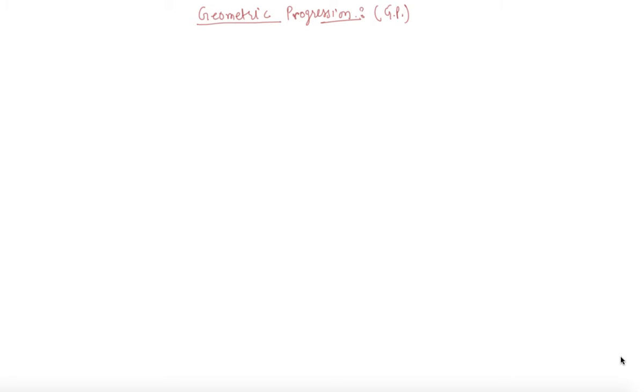So in today's lecture, we will discuss geometric progression, or you can call it GP. So what is geometric progression, students? Here it is A, AR, AR square, up to AR power n minus 1. You can see that A is the first term of the GP, and here R is the common ratio.